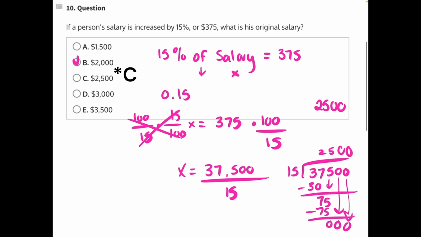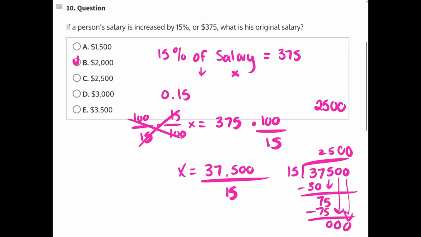Now, the other way you could have done it, and this might be a bit faster, is pick a number to start with. I would recommend picking in order of greatest to least numerically your middle answer choice. And then find 15% of as many answer choices as you need to get to 375. I'll show you what I mean.